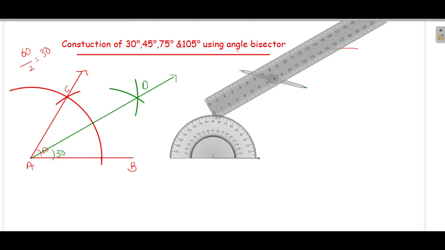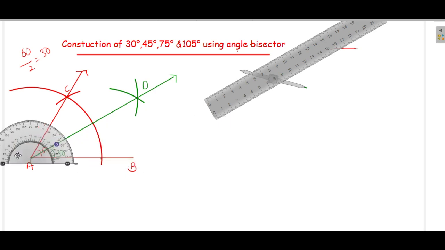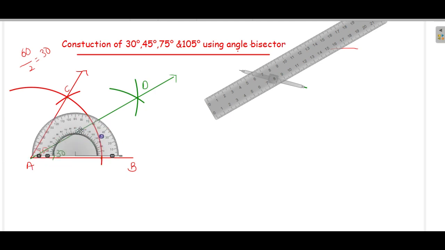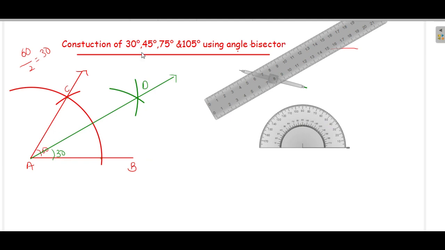Let us check using the protractor. Let us place this at point A, and as you can see, it is making an angle 30 degrees with AB. Okay. Let us quickly construct the angle 45 degrees.